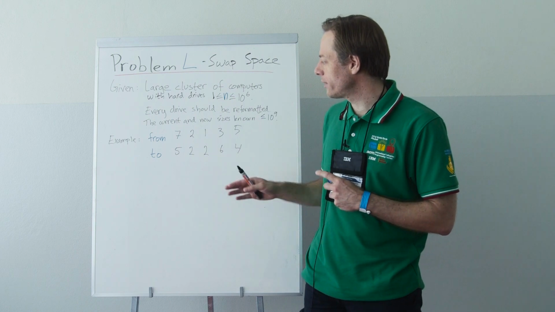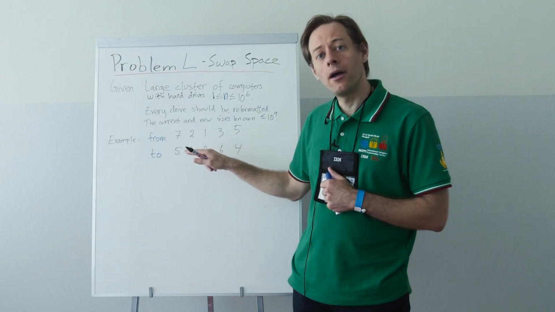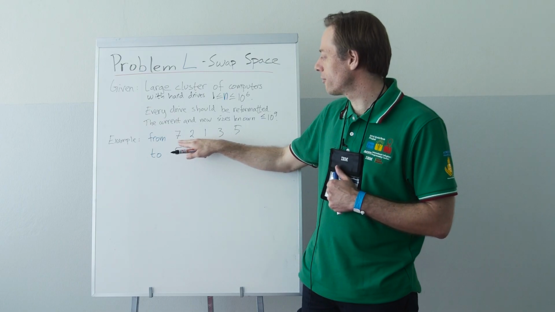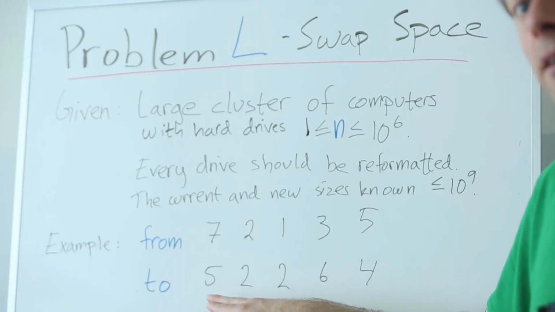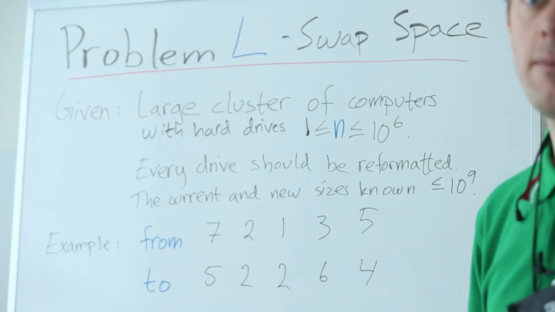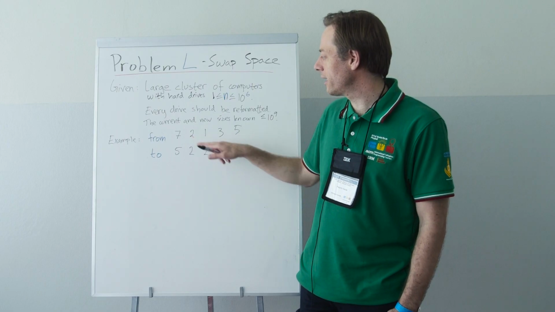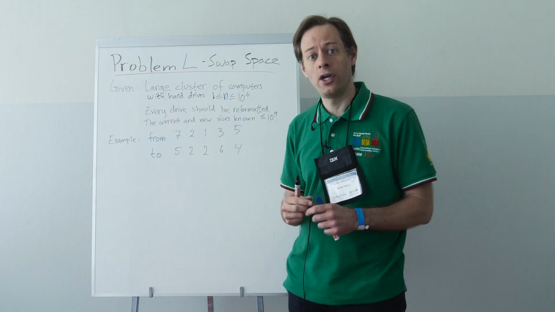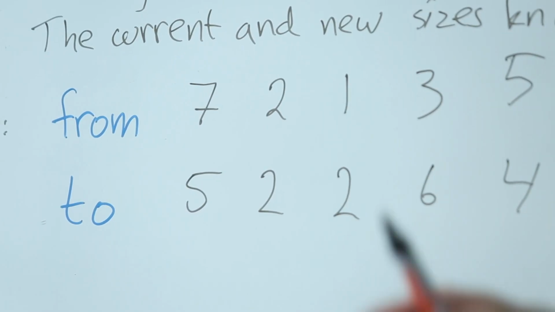So what you then are given is a list where for each hard drive, you know the current size. So for the first drive, it's currently 7 gigabytes, and you need to reformat it into a 5 gigabyte drive. So it can actually be reduced as well. In the second case, it's from a 2 gigabyte to a 2 gigabyte, so there is no change there. The third drive is currently 1 gigabyte and will be updated to a 2 gigabyte drive.